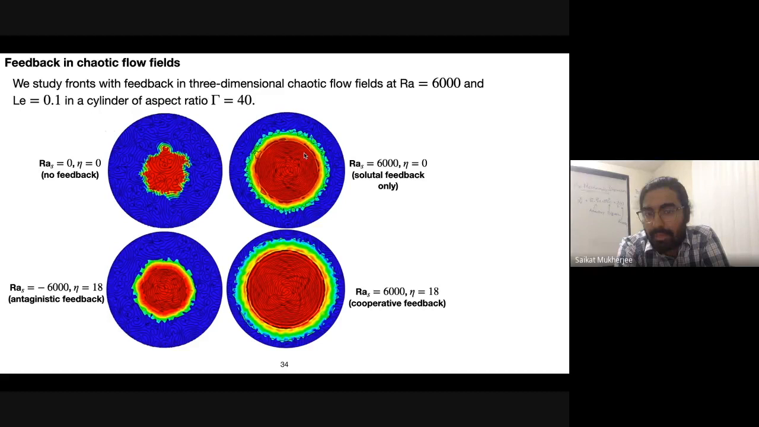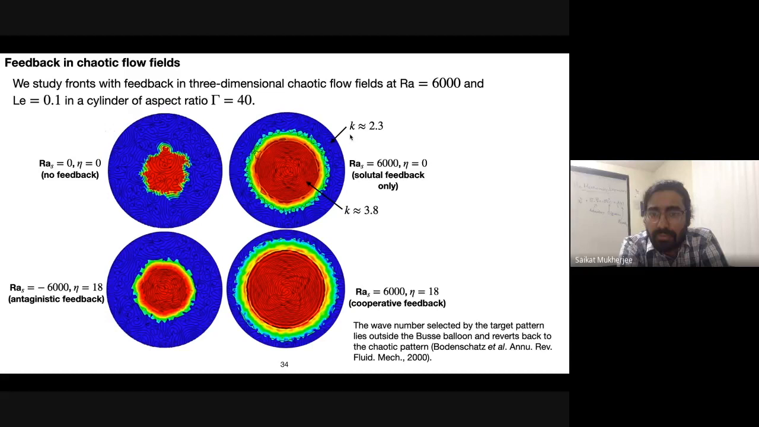A similar scenario holds for antagonistic and cooperative feedback. Of course, these are also associated with heat release from the reaction, but overall the dynamics are the same: as the front propagates, it disturbs the convection rolls and forms straight parallel rolls in its wake, which then again become unstable because of this instability in the dynamics. Here the wave number for these rolls is about 2.3, whereas here it's about 3.8, which is outside the Busse balloon.